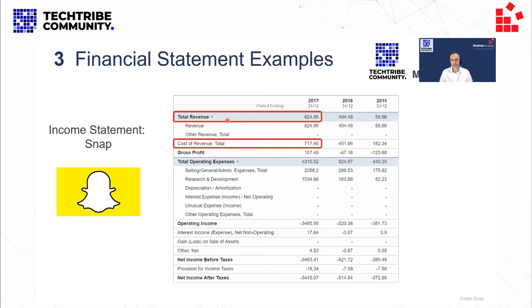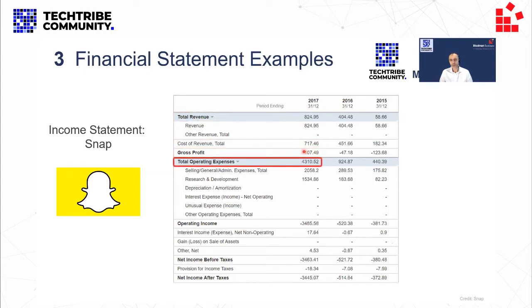We have the cost of revenue. We have the gross profit. So they did make a small gross profit there. Then we have the operating expenses, which was over 4 billion, because this is in millions. You can see that the operating expense is a lot bigger than the revenue. We can also see in the previous years that there's been a big jump in the operating expense from 900 million to over 4 billion.